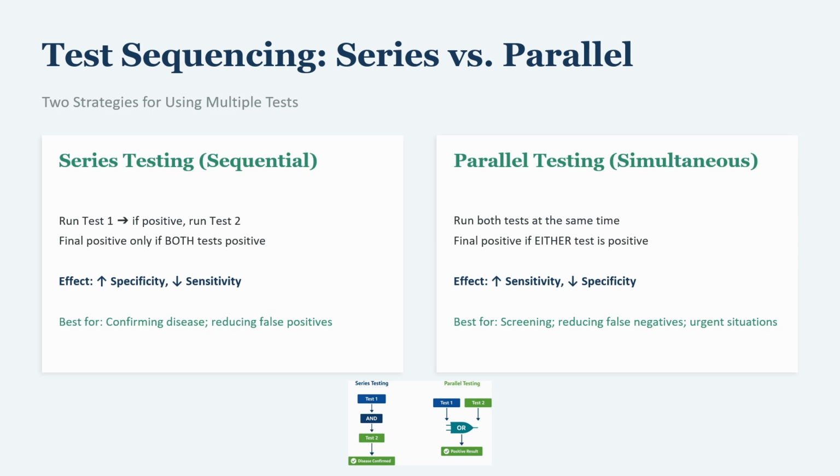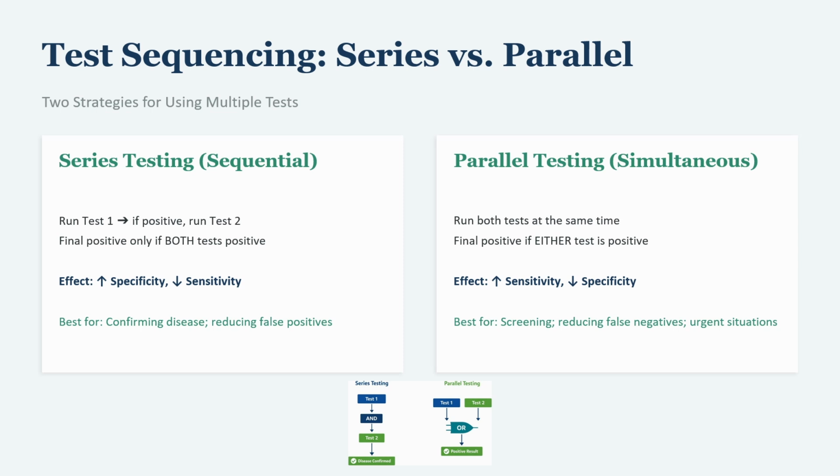The mathematical effect of series testing: overall specificity goes up, because to generate a false positive, both tests would have to be wrong in the same direction. That's less likely than either one being wrong alone. But overall sensitivity goes down, because to generate a true positive, both tests have to correctly identify the same truly diseased animal. The chance of missing the animal increases when you require both tests to fire.